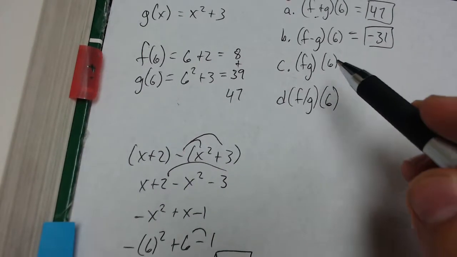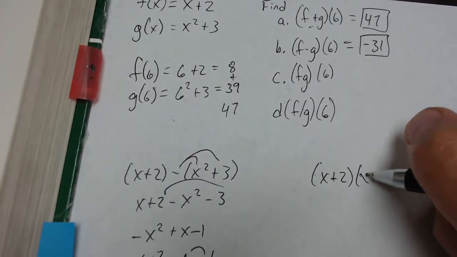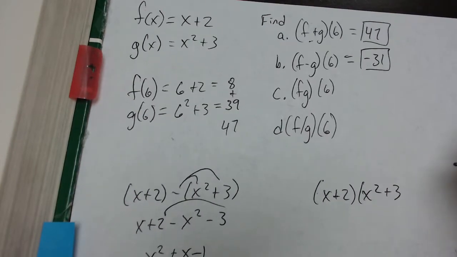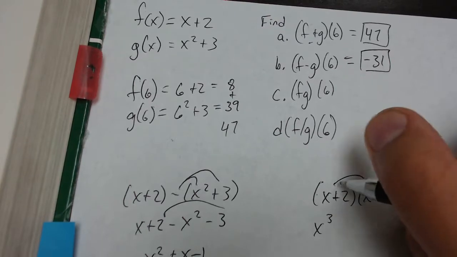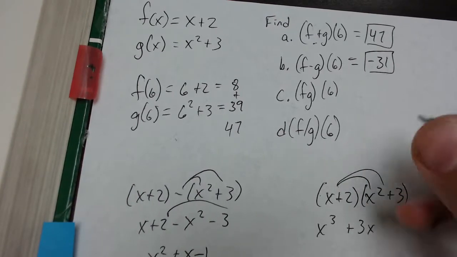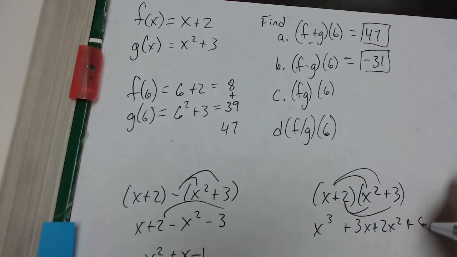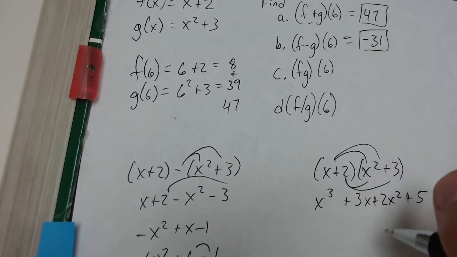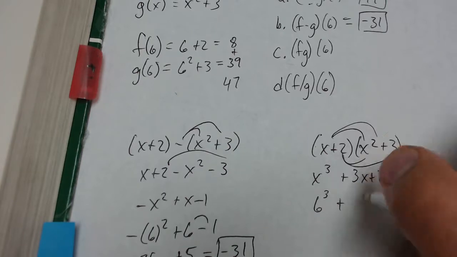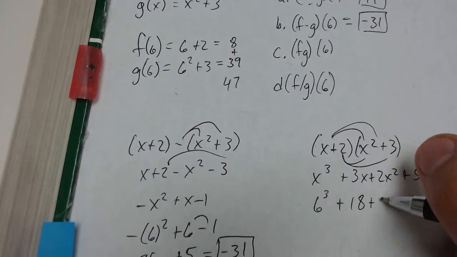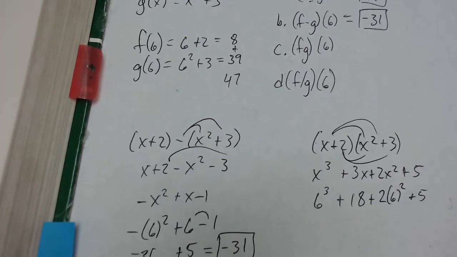So we'll go ahead and go with C, so f times g. So what we actually have there is x plus 2 times x squared plus 3. From here we'll FOIL, so we get x cubed plus 3x plus 2x squared plus 5. From here we'll go ahead and plug in the 6's. So then we have 6 cubed plus 3 times 6, which is 18, plus 2 times 6 squared plus 5.